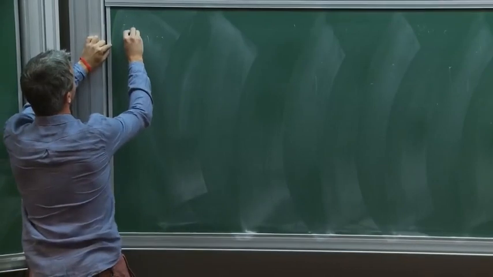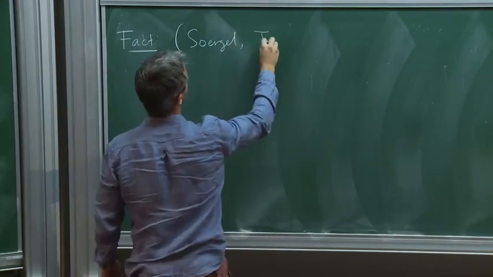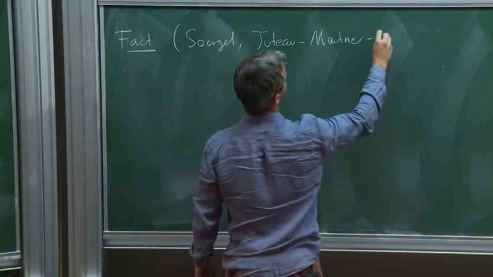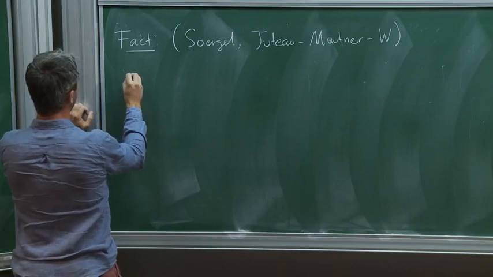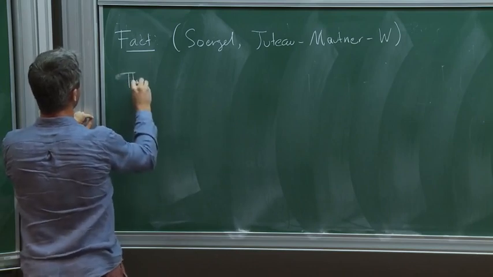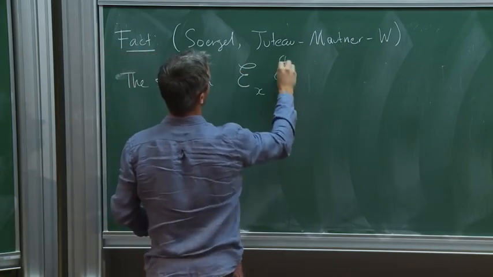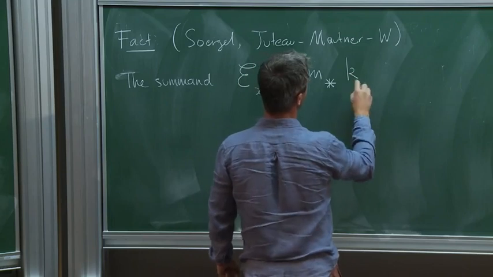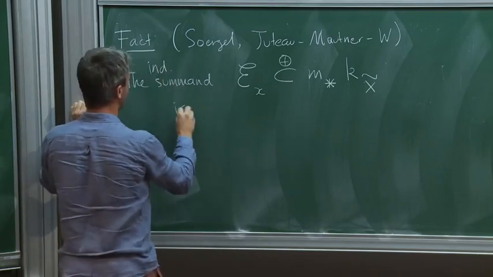And then a kind of somewhat surprising fact, which was first noticed by Zogel in certain cases and then generalized by Juteau, Mautner and myself, is that there exists, so the summand inside such a direct image, in any characteristic, is well defined up to isomorphism. The indecomposable summand is well defined.